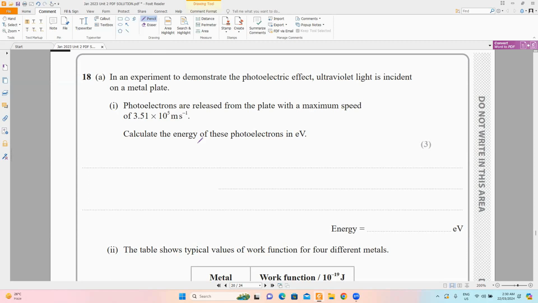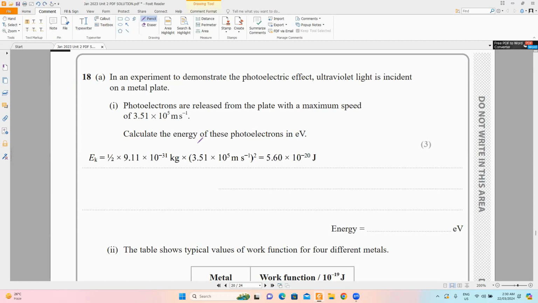So guys, once you have the value of speed, it's expected of you to remember the value of the mass of an electron. Once you have the mass and the speed, you can easily find out the kinetic energy using half mv squared. But once you do that, you'll see that the value comes in joule. But the question clearly says to calculate the value in electron volt. How exactly do you do that?